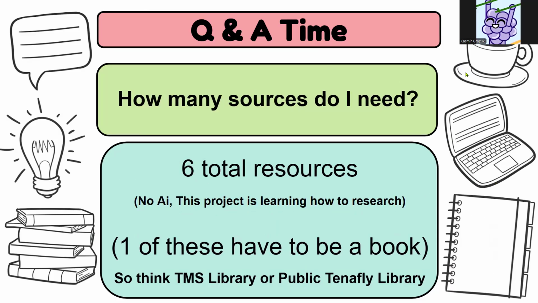How many sources do you need? You need 6 total resources, so no AI. This project is learning how to research, so in 6th grade, you need to know these foundational skills. And then, once you know how to do those skills, you can use AI. One of those 6 sources does need to be a book, so think TMS Library or the public Tenafly Library. You do not need to buy a book, right? Please use the libraries.